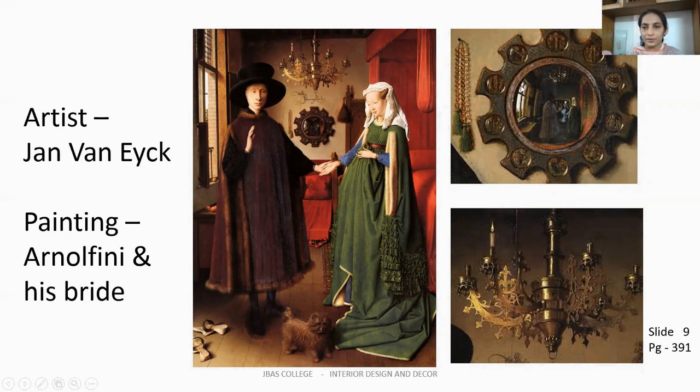But what is interesting is the mirror on the wall at the far end, where the entire reflection of this room is there. And far down there you can actually see Jan van Eyck himself, who is the witness of this wedding, as well as creating a proof of him having captured this moment in the form of this painting. But the talent of the artist is seen in this chandelier, where there is a complete play of light and shimmering gold, so that you can feel the brass on the chandelier.